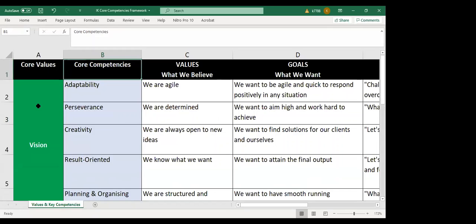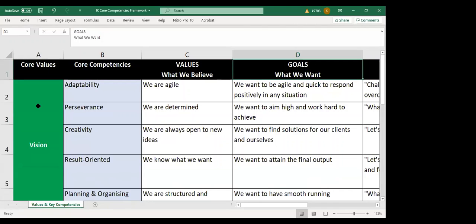Okay. And for each one of these, if we have core competencies, we need to make it clear to ourselves and to our trainers and to our management and leadership. What are we looking for? How do we measure our people? So at a high level, we divide into 4 types of measurements: values, which is what we believe; goals, which is what we want.